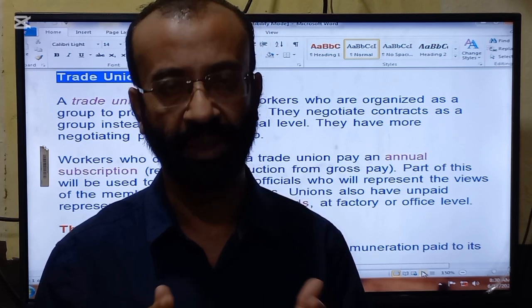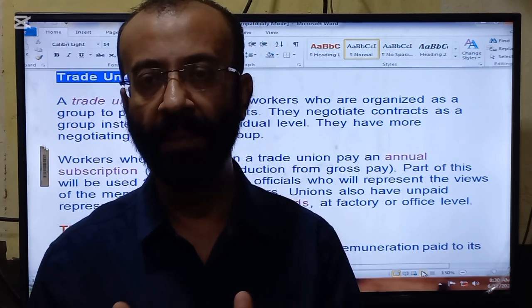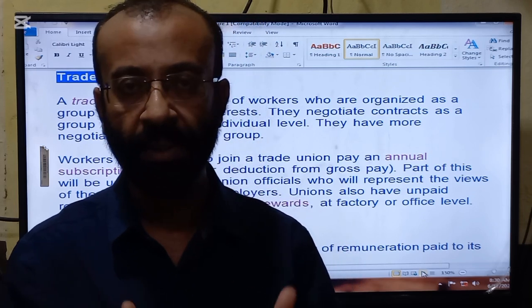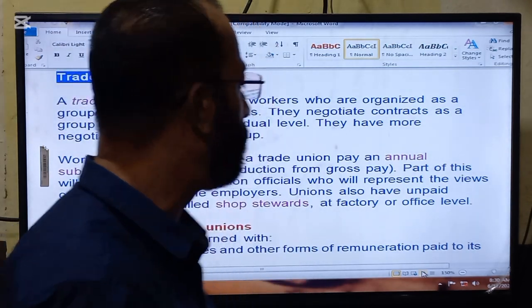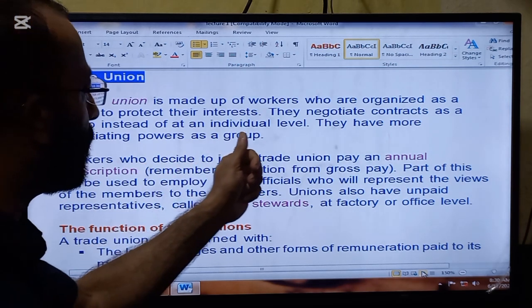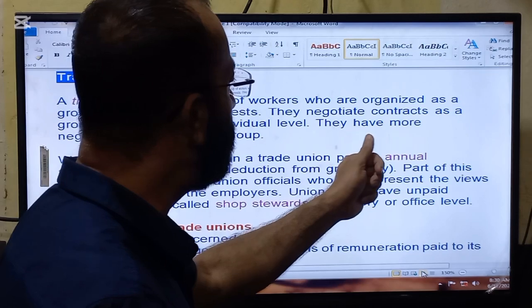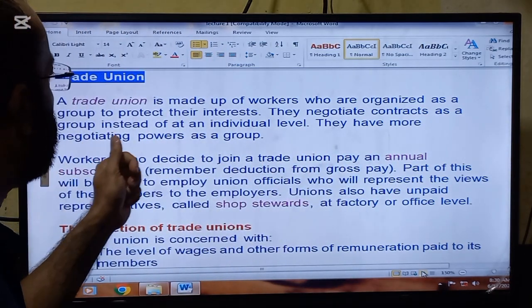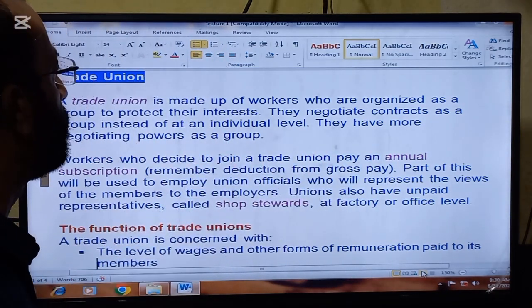What are the different types of the labor management relationships? So concentrate yourself. We are going to start now. First of all, we are going to read the definition of the trade union. A trade union is made up of the workers who are organized as a group to protect their interest.